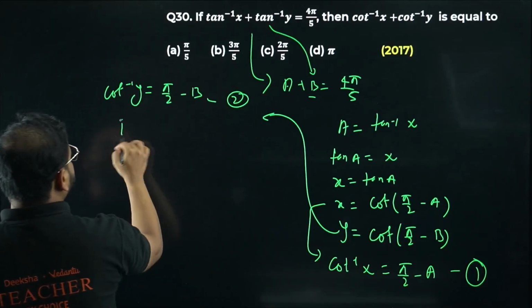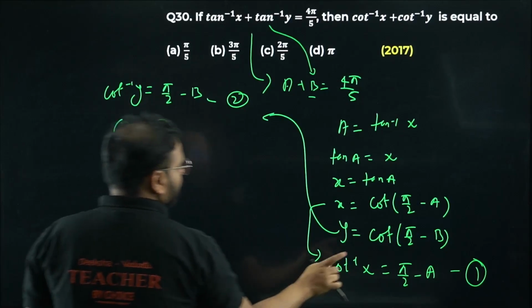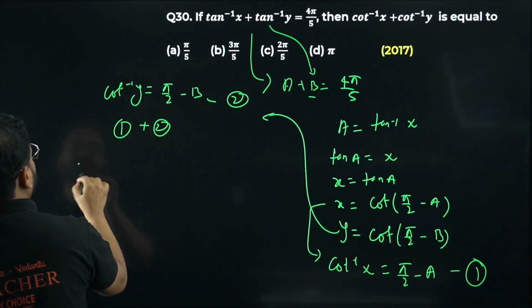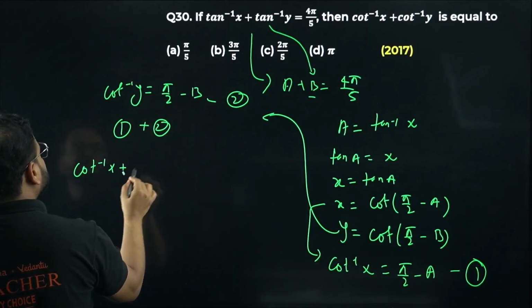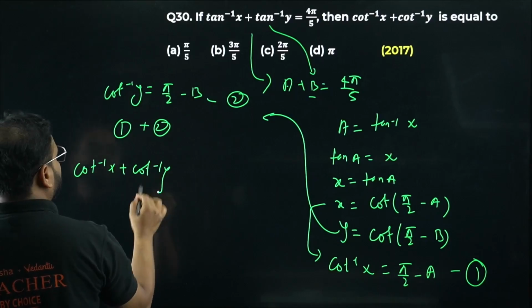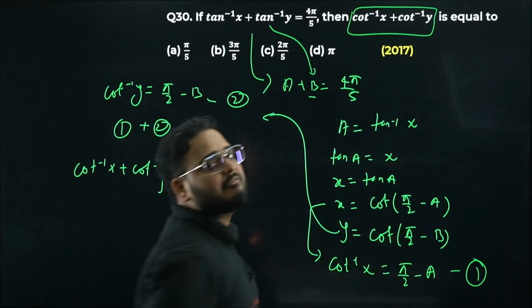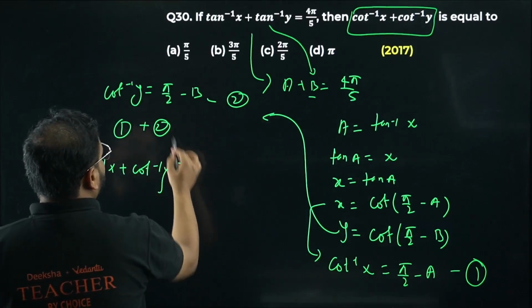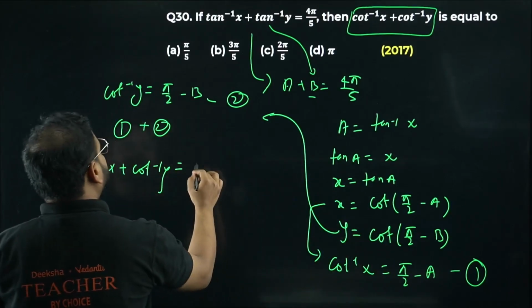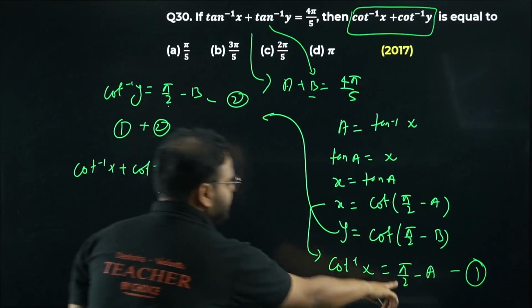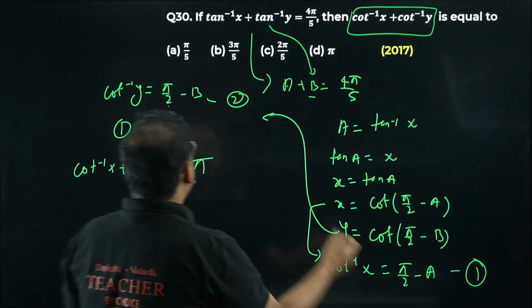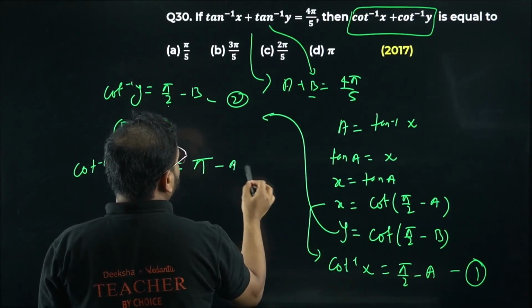Add 1 and 2. What am I going to get? Cot inverse of x plus cot inverse of y. We're looking for the same value actually. We'll have pi by 2 plus pi by 2. How much is that? Pi. 90 plus 90 is 180. So pi. I have minus A minus B.